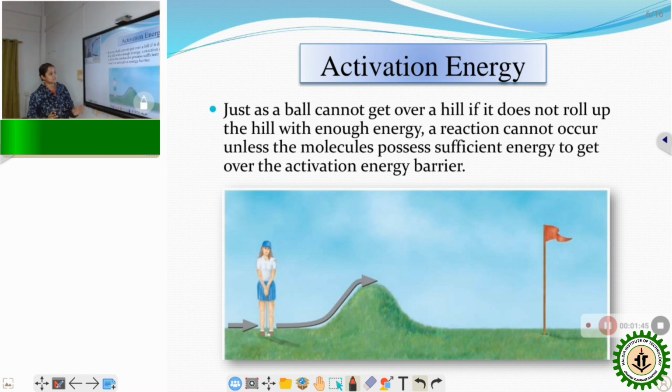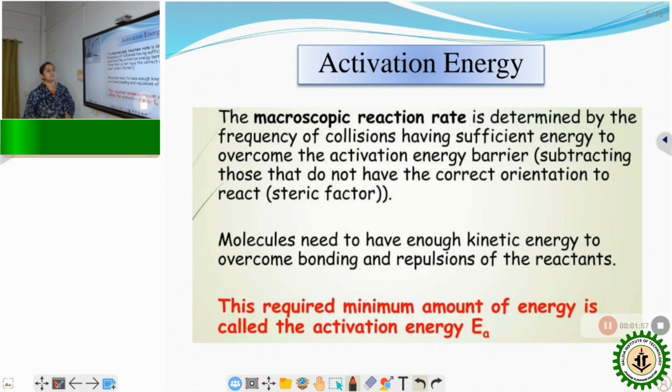Say if we have to pass a ball over a hill, if we don't give the ball enough kinetic energy, it can't pass the hill. Similarly, for the reactant molecules also, if we don't give them sufficient energy to cross the energy barrier, they can't react. Every reaction needs some specific amount of energy, which is called the activation energy for that particular reaction. So reactant molecules must be provided that particular amount of energy, the activation energy. After that, the molecule will be converted to the final result.